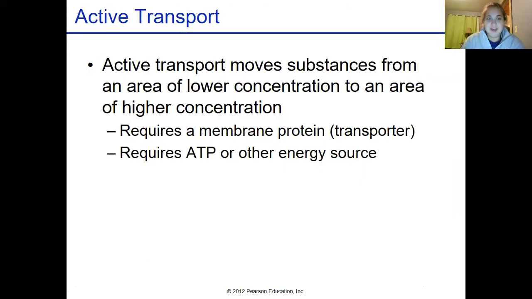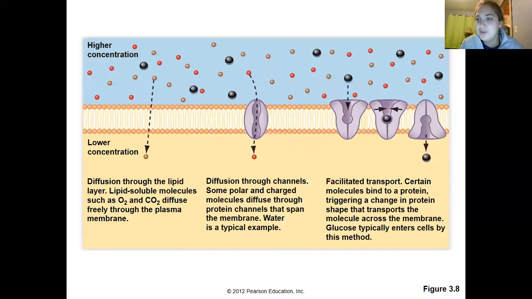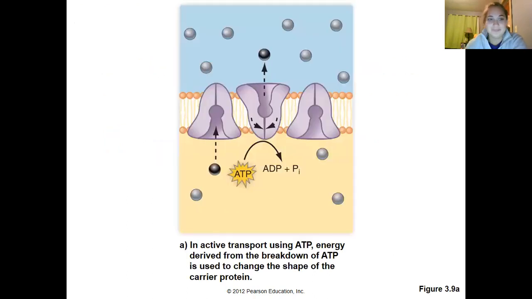So discussing the types of passive transport. We talked about sledding down a hill and how this represents the concentration gradient. I kind of went over this slide in class. And the next type of transport that we're going to discuss is active transport. This is going to move substances from an area of low concentration to higher concentration. So this is going up the hill. It requires energy. ATP is that form of energy, and it requires a membrane protein transporter.